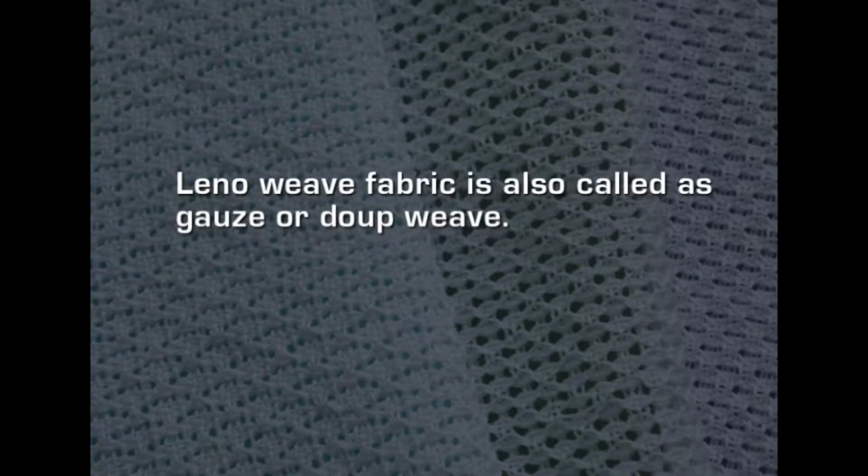It does not show any yarn slippage and it is stronger, it is firmer and it also has good air permeability and light permeability, which means that it allows both air and light to pass through it very freely. So, we can also say that it is a very transparent fabric. Leno weave fabric is also called as gauze or dupe weave. The fabric is primarily used to prevent shifting of fibers in the open weave fabrics. It also maintains uniformity of threads and minimizes distortion of threads.